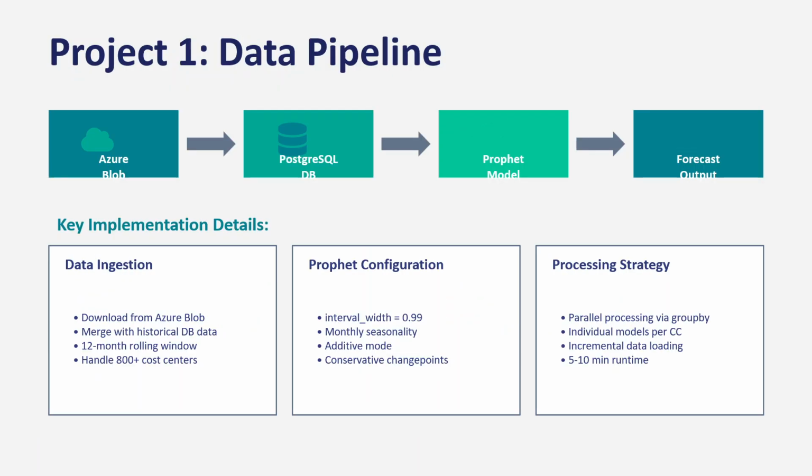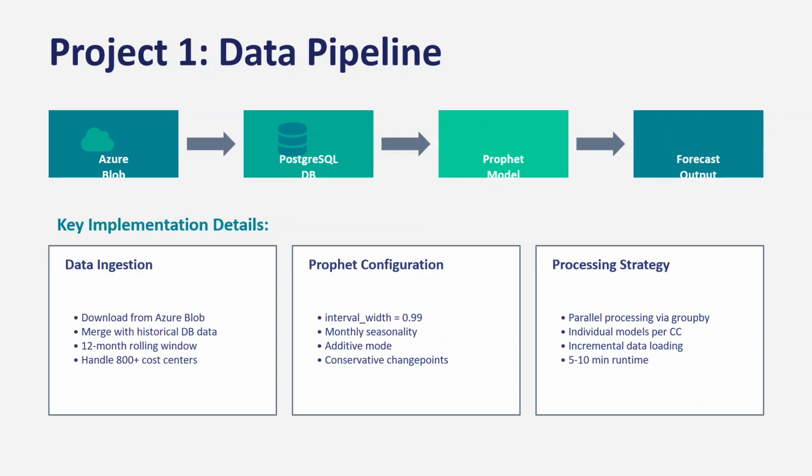Let me walk you through the data pipeline. Raw cost data is pulled from Azure Blob, merged with historical data from a Postgres database, and then fed into the Prophet model. The output forecasts flow back into the database.